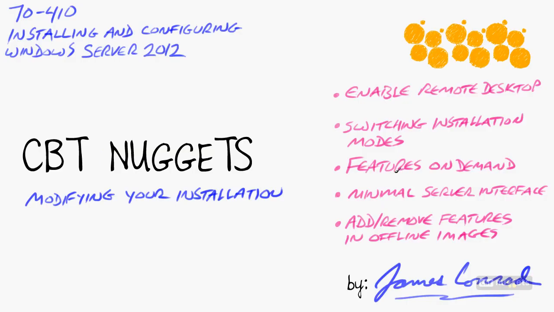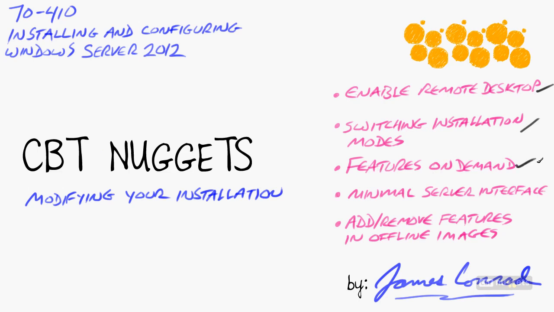In this nugget, we took a look at how to enable remote desktop. This is important for training purposes so I can show you things, but it's also important for your own purposes so that you can remotely administer servers across your enterprise. We looked at how to switch installation modes so that we're no longer stuck with either Core or a full GUI, but we can switch back and forth as necessary.